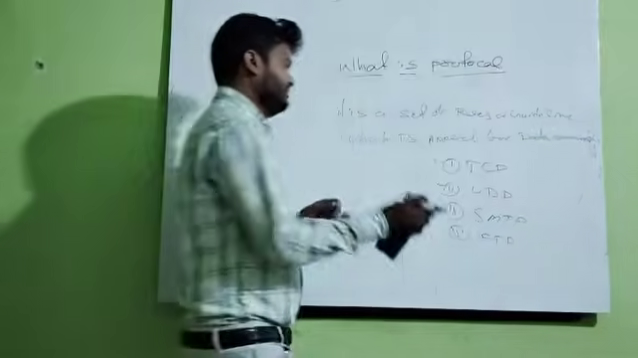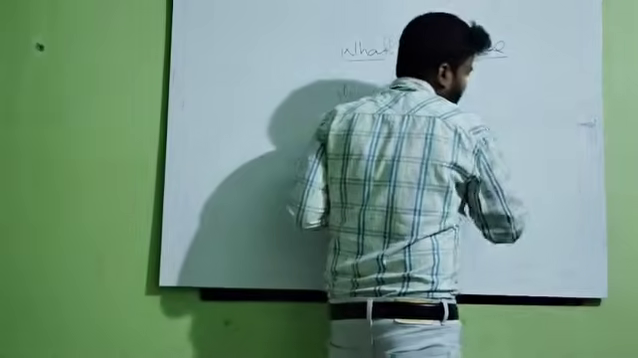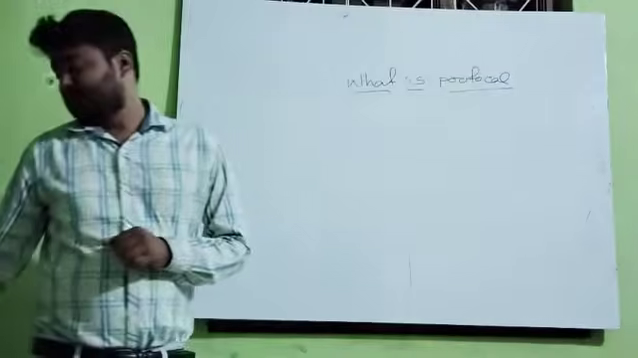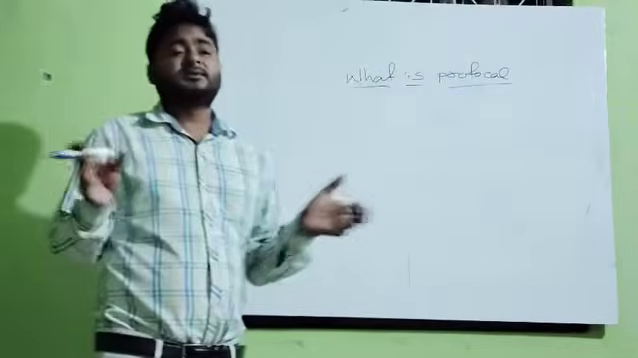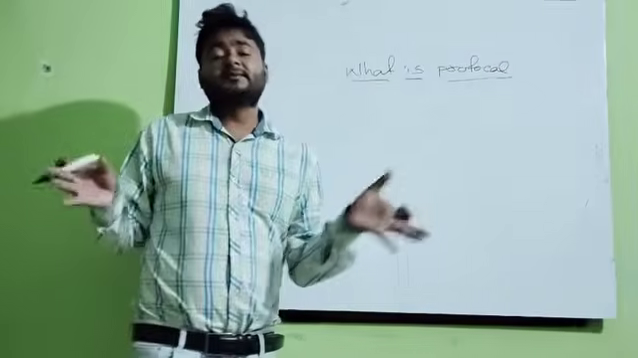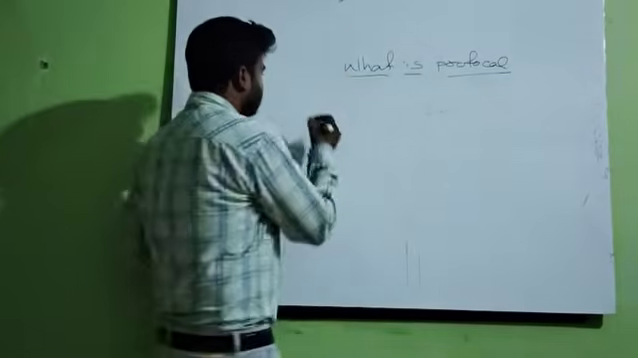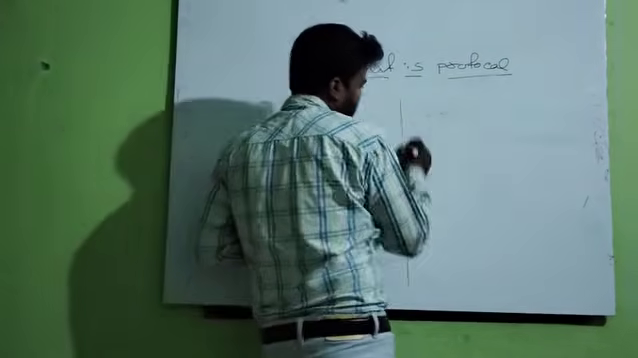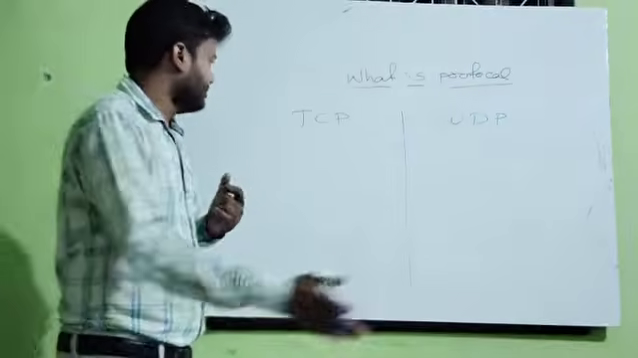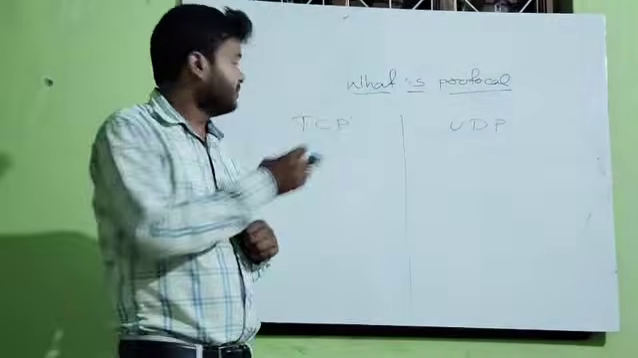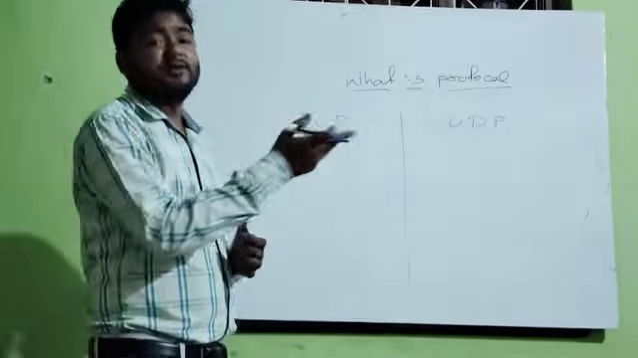Okay, let's start to discuss TCP and UDP: where TCP is used, where UDP is used. I think if we just explain the difference between TCP and UDP, we will automatically understand both. TCP means transmission control protocol. UDP means user datagram protocol. The full form of TCP is transmission control protocol, and the full form of UDP is user datagram protocol.